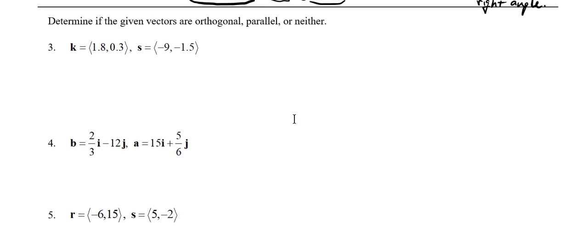Let's determine if the given vectors are orthogonal, parallel, or neither. This is pretty easy. All of these questions relate to a dot product, so I'm going to dot these two vectors, k and s. When I do this, I'm taking first times first, plus second times second.